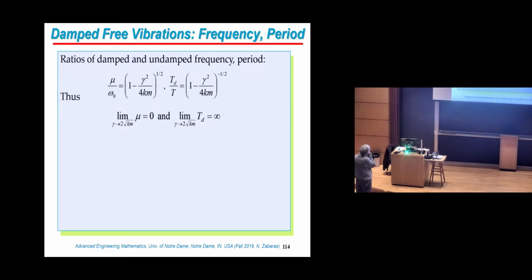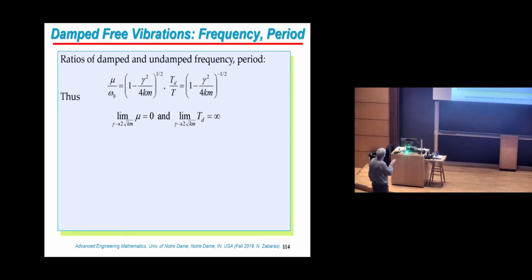Now, notice that, can you remind me, this gamma equal to 2 square root of km? Have we seen that value of gamma before? Maybe you don't remember this, maybe gamma squared equals 4 times km. Where is that coming from? Where have we seen that? The critical damping, all right?